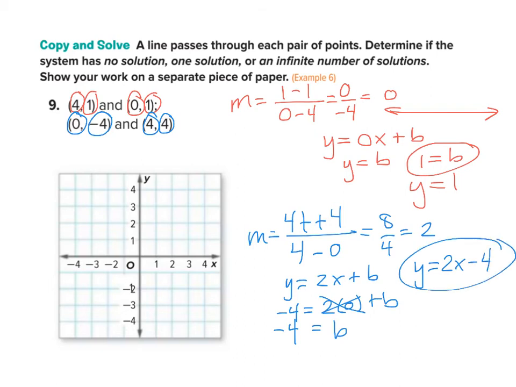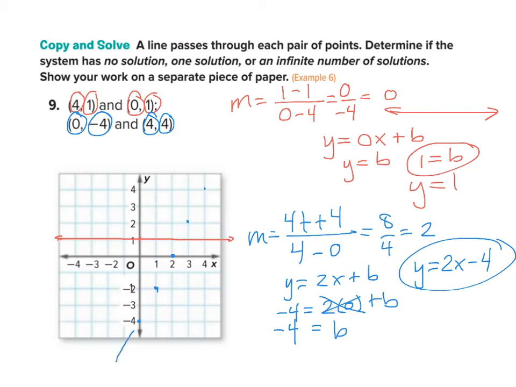Okay, so now I'm going to graph those lines. Y equals 1. The y-intercept is at 1, so then I'm just going to draw my line y equals 1. Now I'm going to draw my second line. Negative 4 is my y-intercept, so right here. And it goes up 2 over 1 to the right. Up 2 over 1, up 2 over 1.